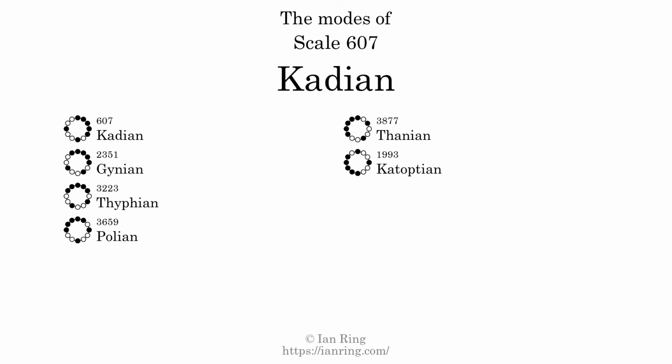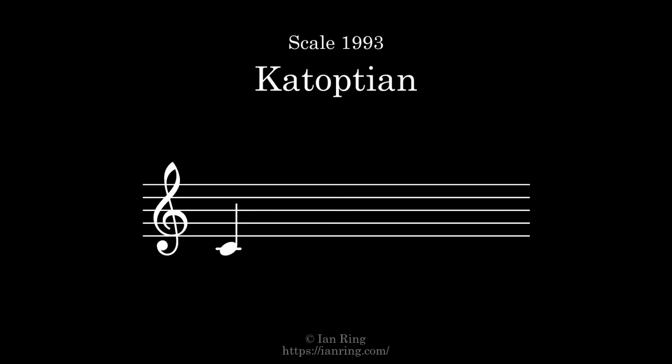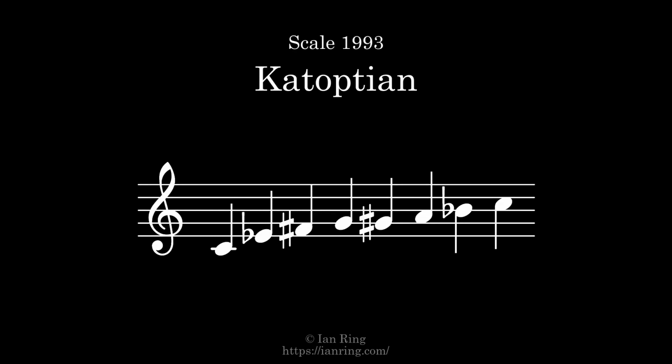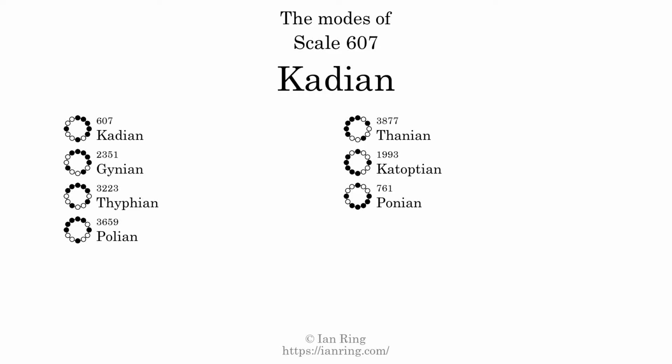The sixth mode is scale 1993, also known as Katoptian. It sounds like this. The seventh and last mode is scale 761, also known as Ponian. It sounds like this.